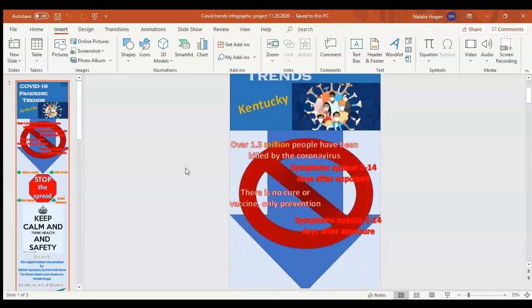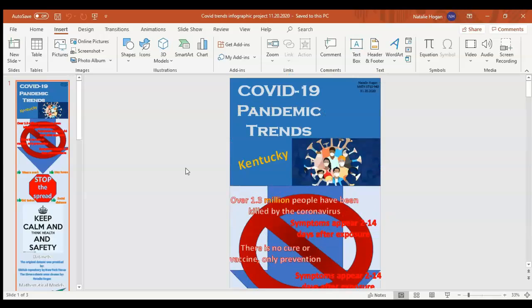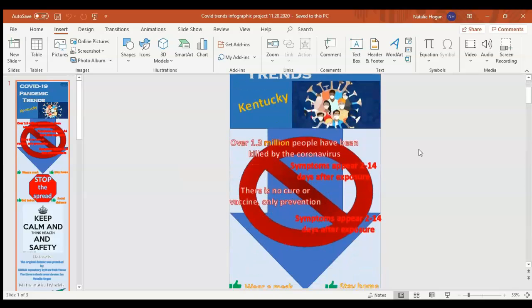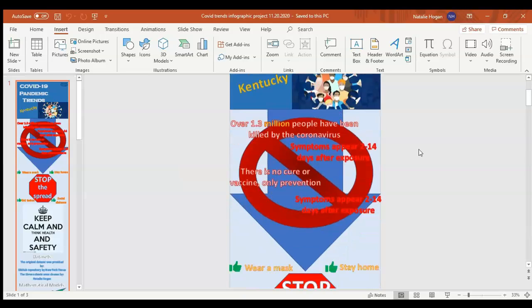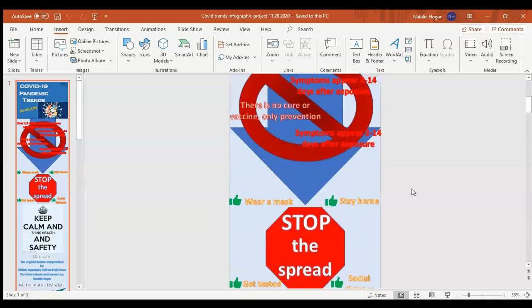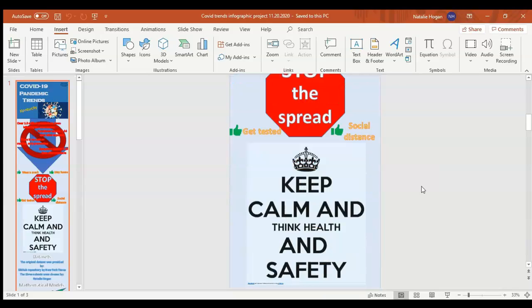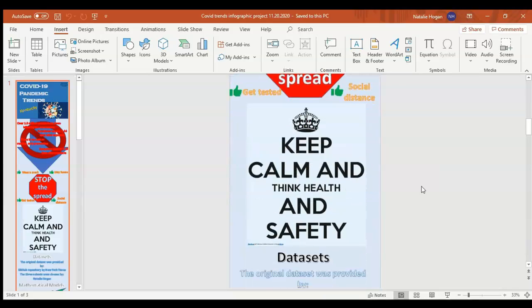Tell us about your infographic. So I just named it the COVID-19 pandemic trends, and my state was Kentucky. I started off with an overview of some facts about the virus. Of course, now there's a vaccine being flown in, but this was before that. Then I focused on how to stop the spread: wear a mask, stay home, social distance, get tested. I had extra space, so I just threw that in there.